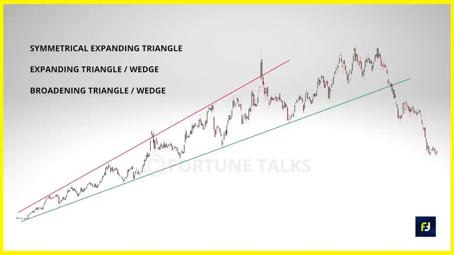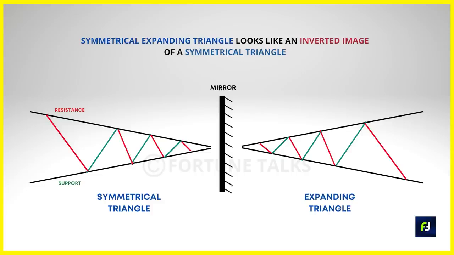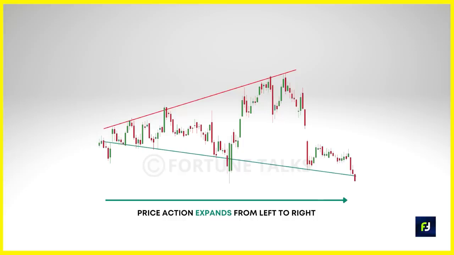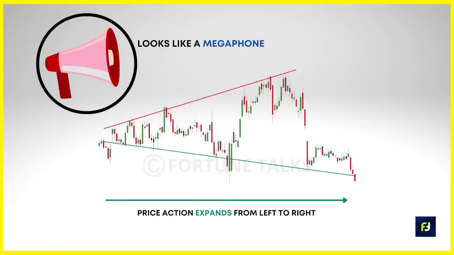This particular pattern is known by different names, be it a symmetrical expanding triangle, a broadening triangle pattern, or a broadening bottom or top pattern, etc. The pattern looks exactly like a mirror reflection of a symmetrical triangle pattern. Now, instead of the price squeezing from the left towards the right, it actually expands with each swing. This is one of the reasons why this pattern is tougher to trade than other chart patterns, as the lows and highs get taken out one by one. It is also called a megaphone pattern because of the expanding shape of the consolidation.